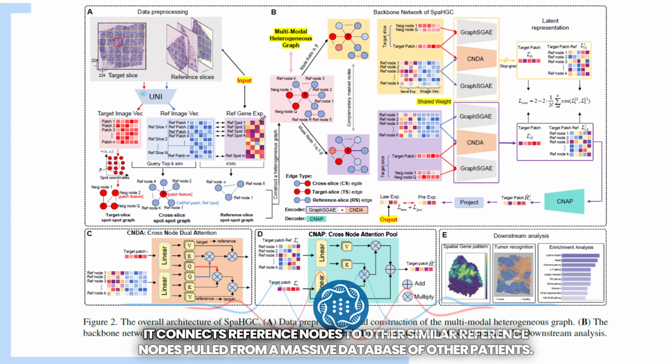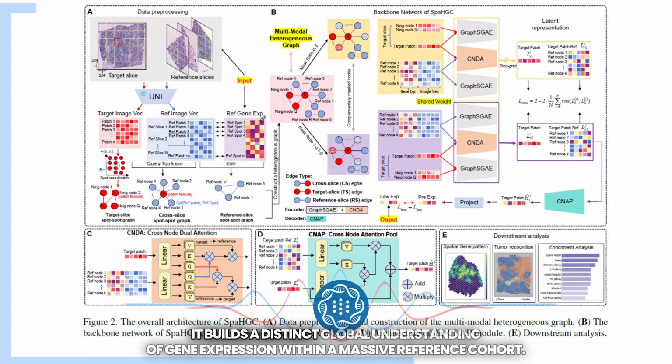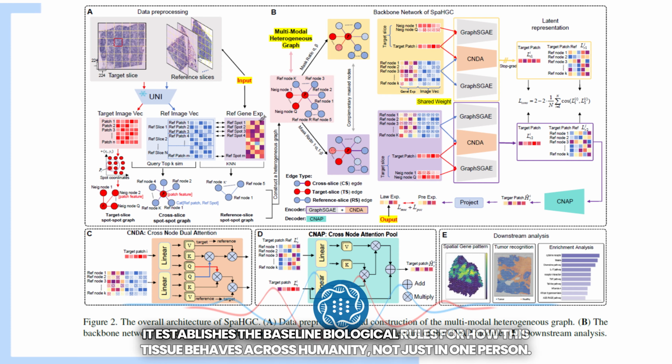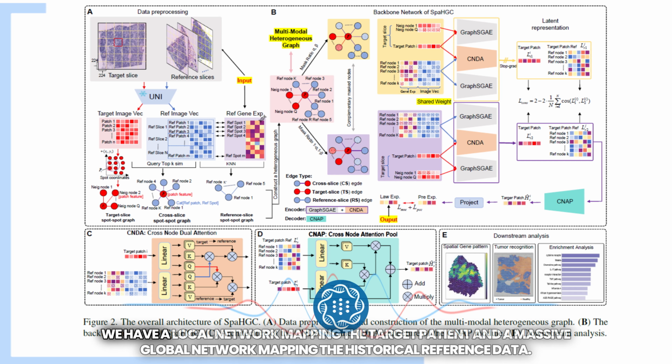It connects reference nodes to other similar reference nodes pulled from a massive database of other patients. Oh, wow. Yeah, it builds a distinct global understanding of gene expression within a massive reference cohort. It establishes the baseline biological rules for how this tissue behaves across humanity, not just in one person. Okay, I'm tracking with you. We have a local network mapping the target patient and a massive global network mapping the historical reference data.